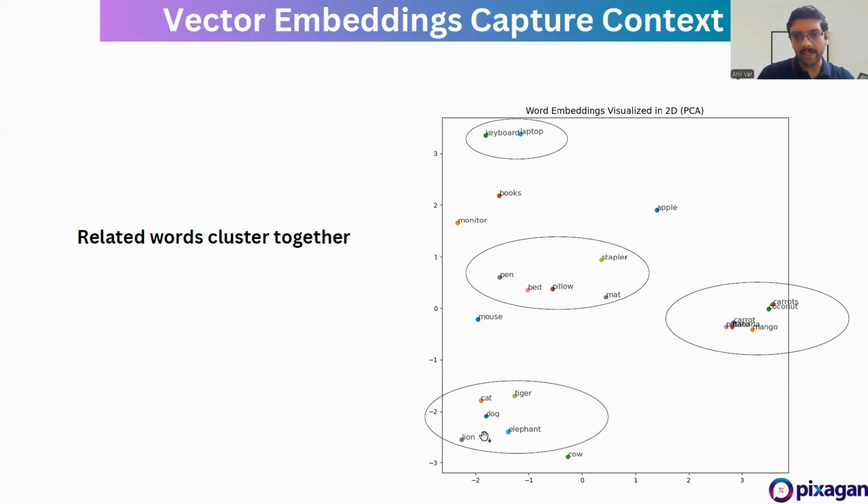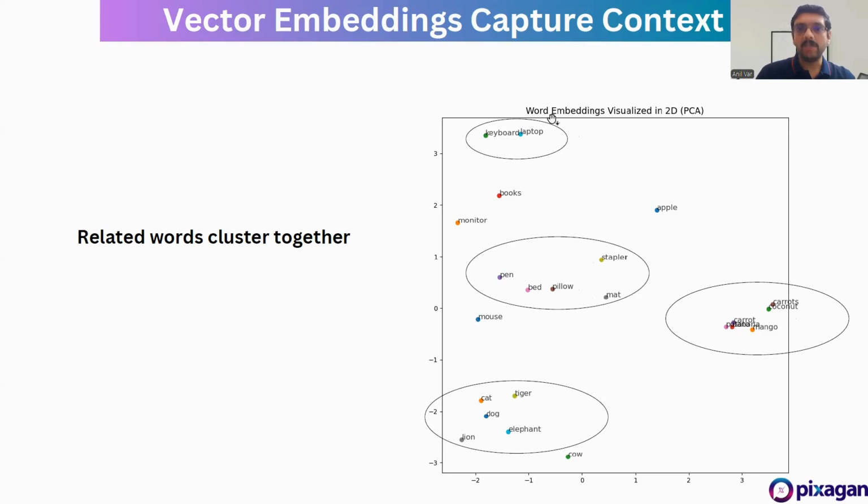You see cat, dog, tiger, lion, elephant, cow all together. You see the fruits and vegetables together. You see carrot, mango, and so on. You see inanimate things, stapler, bed, pillow, mat. These are all related. You see them together. And so you see mat and cat are so far away, right?